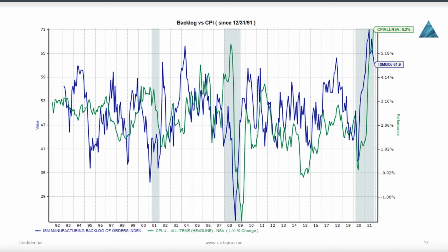But this is a chart that overlays the ISM manufacturing backlog with the all items CPI index year over year. And here we see 6.2% for the CPI. That's obviously very, very high. That hits a 31-plus year high. But we also see with this a very, very high backlog as well.